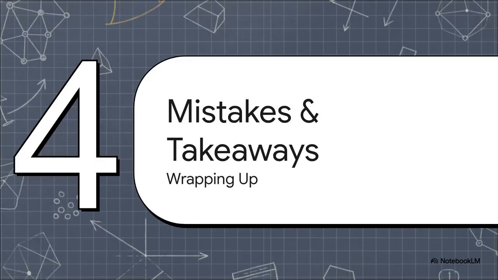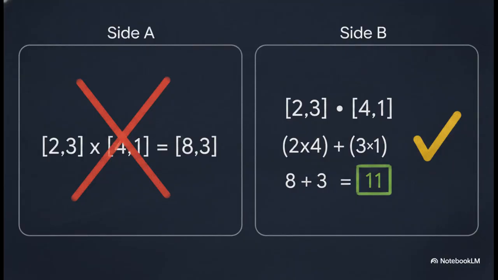All right, let's head into Section 5, Mistakes and Key Takeaways, so we can wrap up our mathematical journey here and definitely clear up a major beginner misconception. So, the absolutely crucial point here is this. The dot product does not just multiply vectors to create a new vector. Look at side A. If you just multiply position by position, you get 8 and 3. That makes a brand new vector, 8, 3.